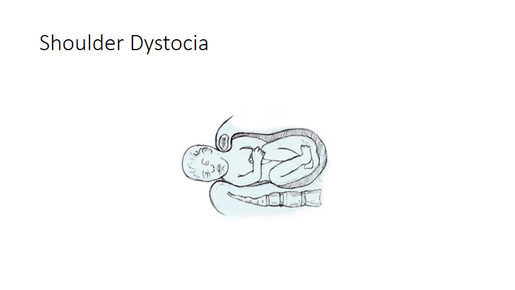So here's what a shoulder dystocia looks like. The anterior shoulder is trapped, as you can see, underneath that pubic bone.